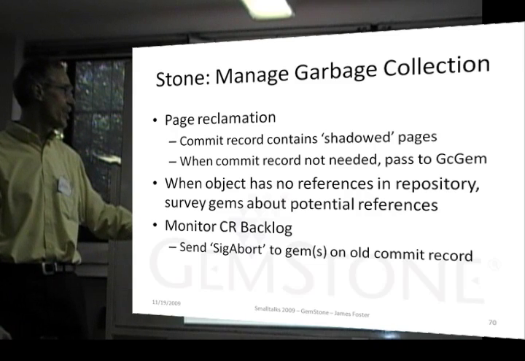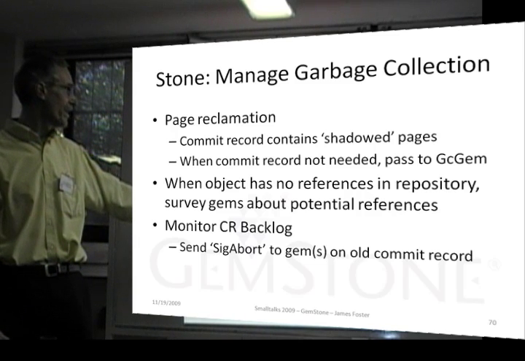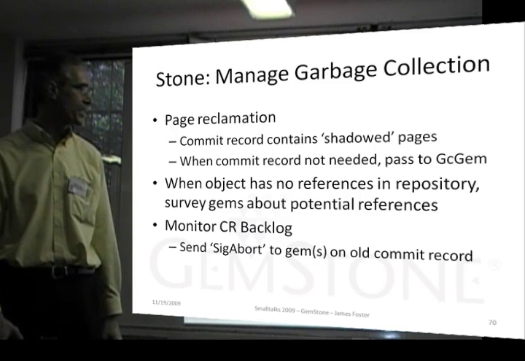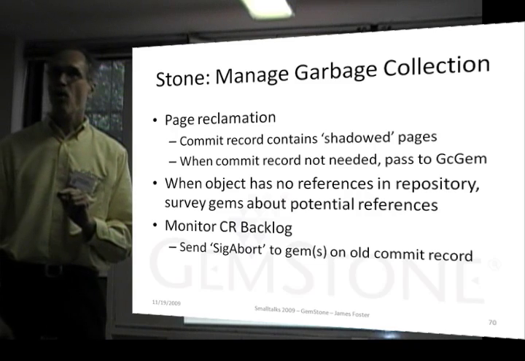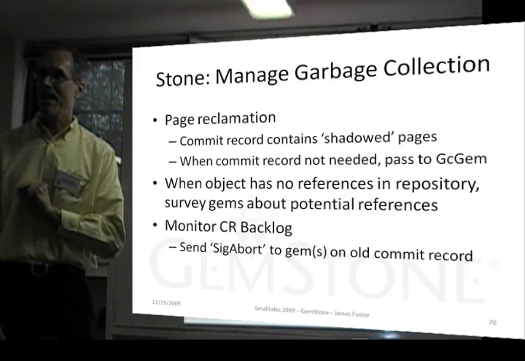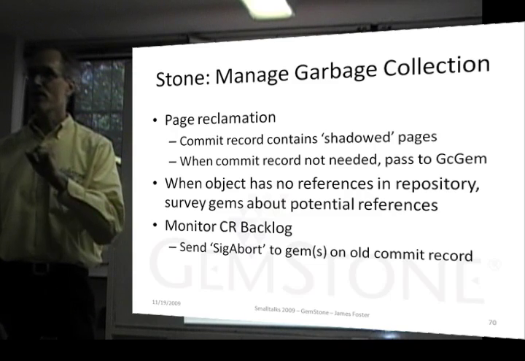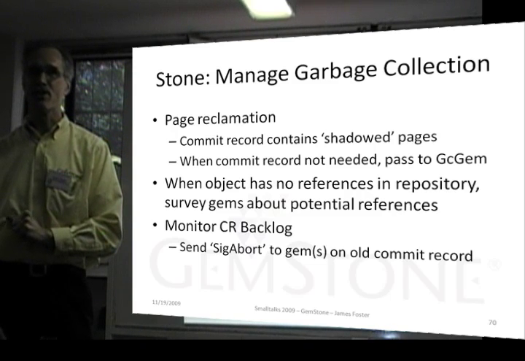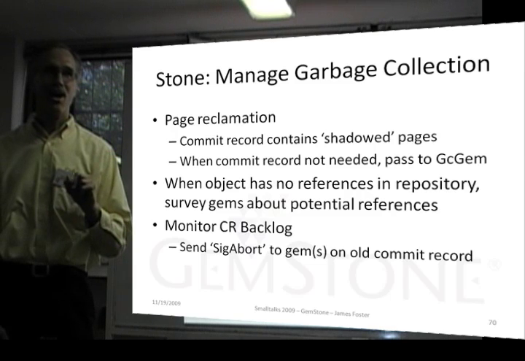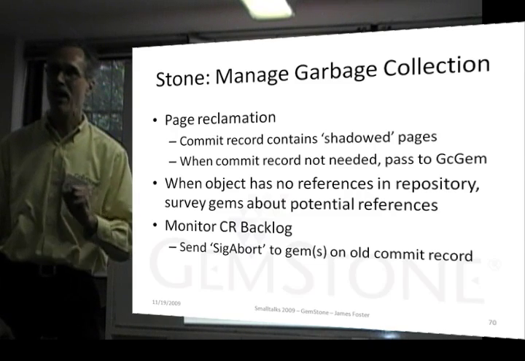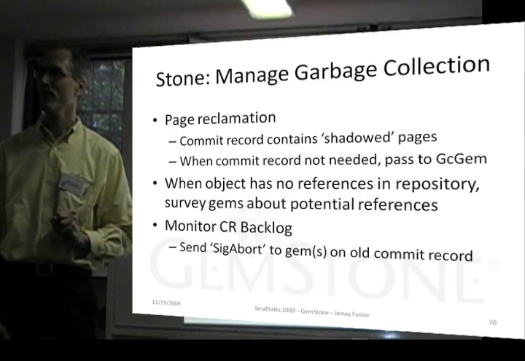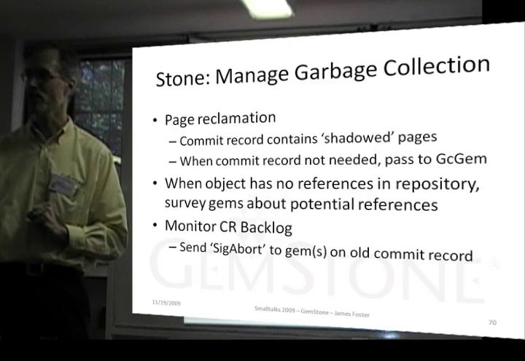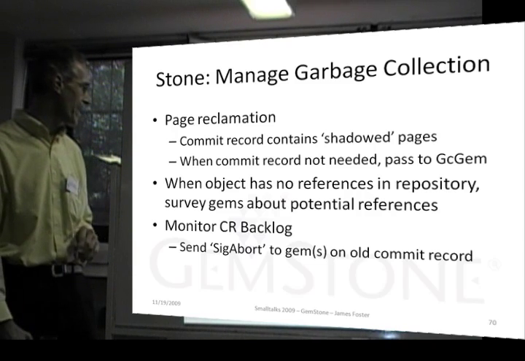When an object has no references in the repository, Stone actually does some querying of gems saying, we are interested in garbage collecting this object, and there's no persistent references to it, but we're just curious to know if you're planning on making any changes to it, or if your commit will make any changes to it. So the stone manages that.